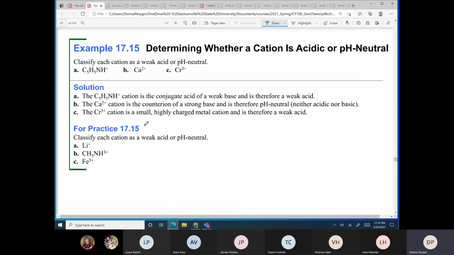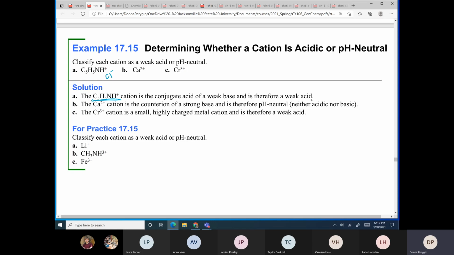All right, determining whether a cation is acidic or pH neutral. So kind of the opposite of the other thing. Okay, this pyridinium cation is a conjugate acid of a weak base. Remember, pyridine was a weak base, and therefore it is a weak acid. So the conjugate acids of weak bases act as weak acids. So if we put this pyridinium cation in solution with something like a Cl minus, pyridinium chloride, then that's going to give us an acidic solution.